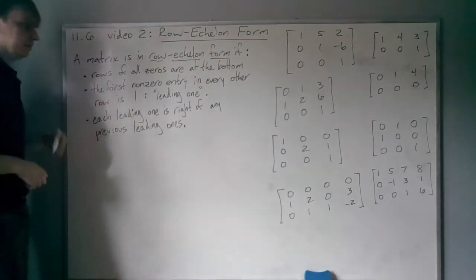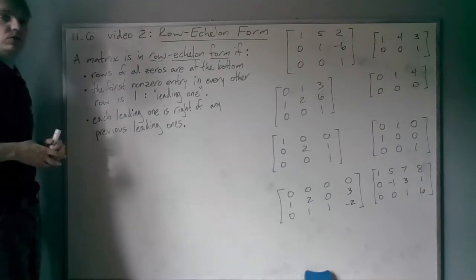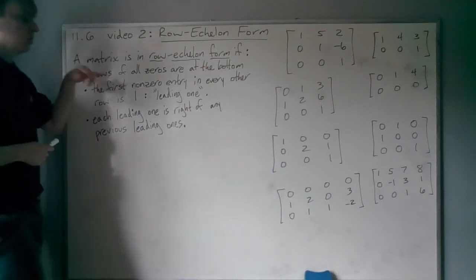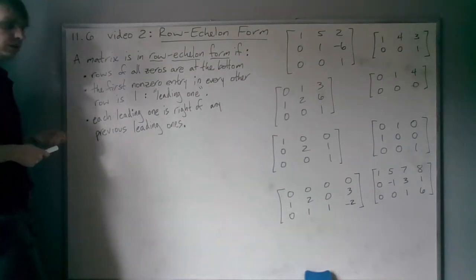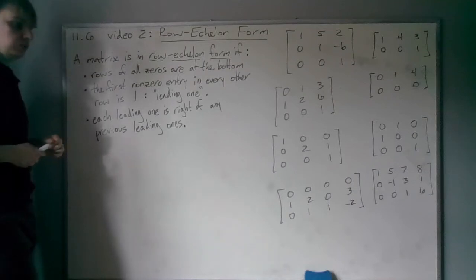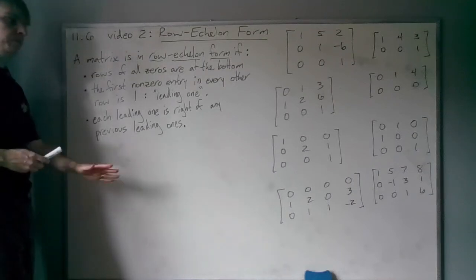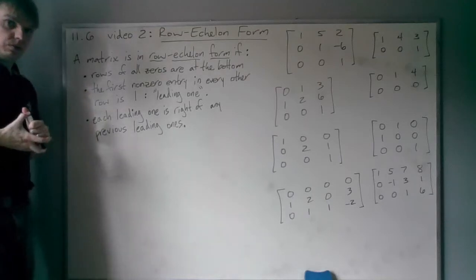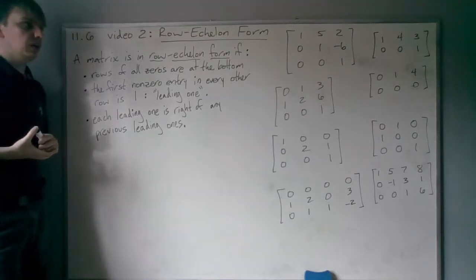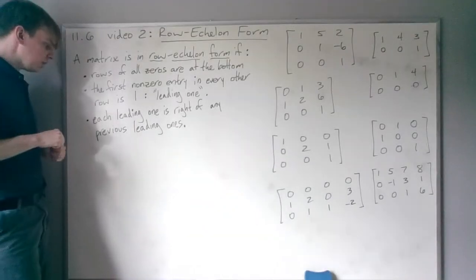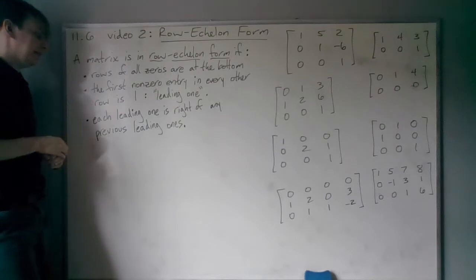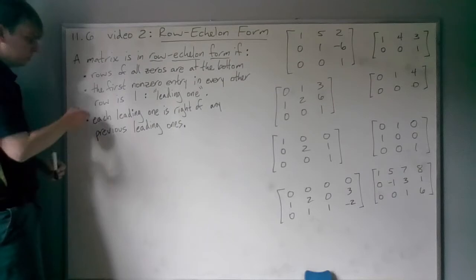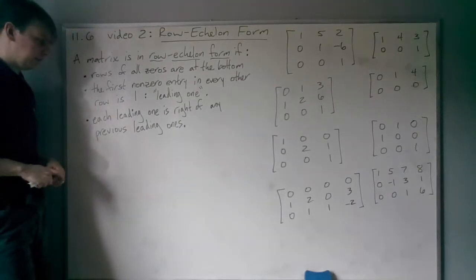if three things happen. First of all, any rows of all zeros are at the bottom. Second of all, the first non-zero entry in every other row is a 1, which we call a leading one. So assuming that you have your rows of all zeros at the bottom, any row that has something other than 0, the first number that's not a 0 should be a 1. And then the last restriction is that the leading ones should be in order from top left to bottom right. Which is worded as each leading one is right of any previous leading ones.